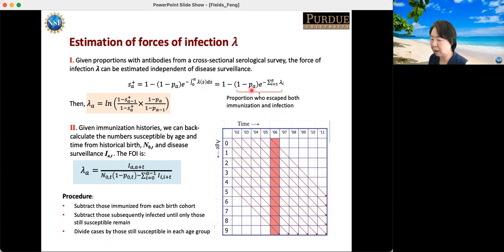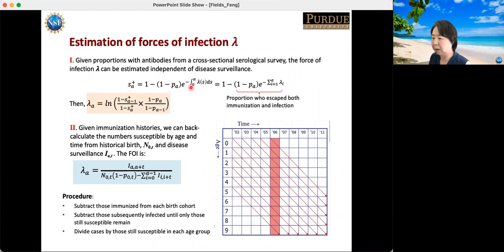And 1 minus that will be the proportion of people that carry antibodies, right? They have antibodies either through immunization, through vaccination, or through natural infection. So this will be the serology data. It will give you this value. And then the connection between this data and the force of infection is through this expression.